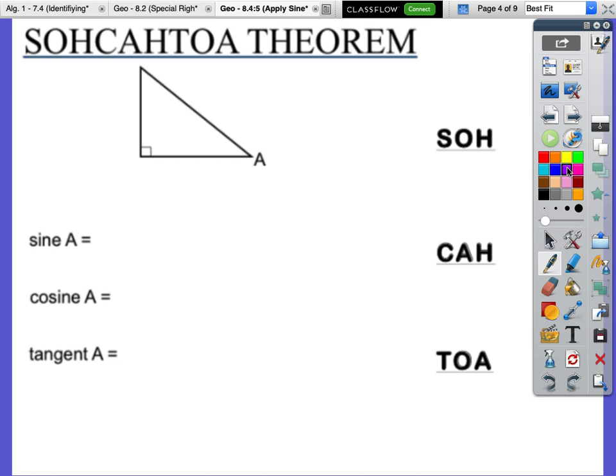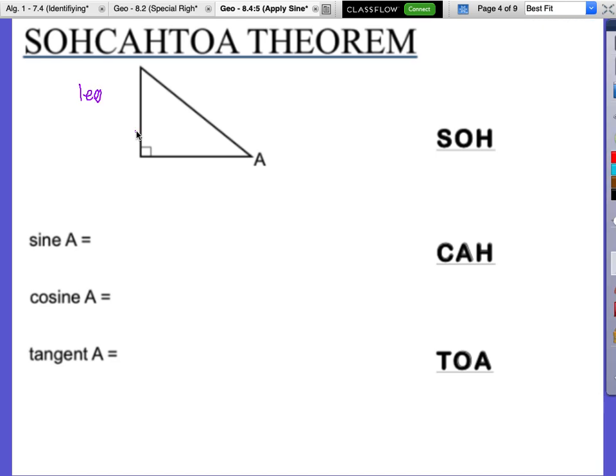So, in order to talk about SOHCAHTOA, we first need to label this right triangle. If we have angle A, we can call this the leg opposite angle A. And this would be the leg adjacent to angle A. And this is the hypotenuse, always the hypotenuse no matter what.